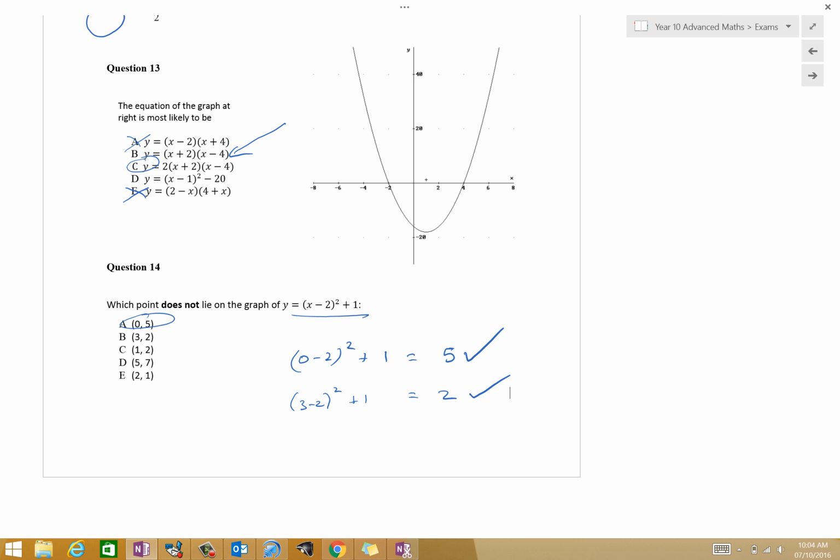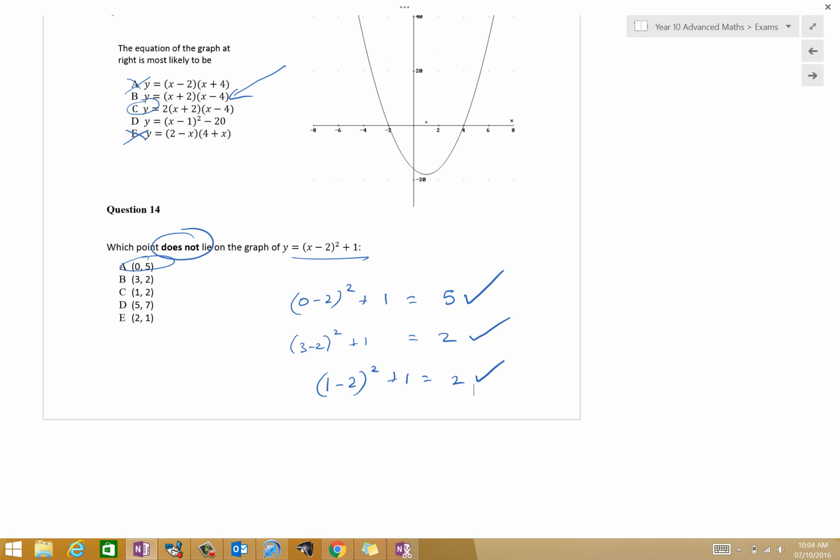I would not bother sketching that graph, because then you'd have to trace the graph and it would just be a pain in the butt. Doesn't that mean it lies on the line? Yeah, it lies on the line. Which point does not lie on the line? So therefore we try 1 and 2. Now 1 minus 2 all squared plus 1 is equal to 2. 5 and 7, I reckon it's 5 and 7. That doesn't appear to be on the graph. So therefore, we just have to work our way and try those. If you want to sketch it, you can, but you're only wasting time.